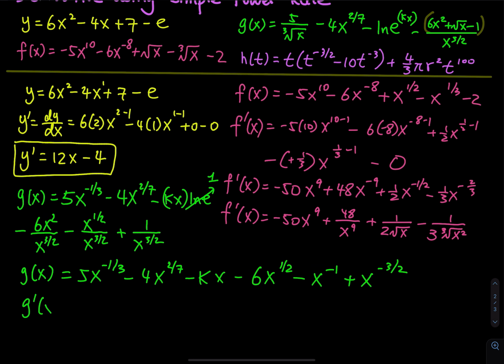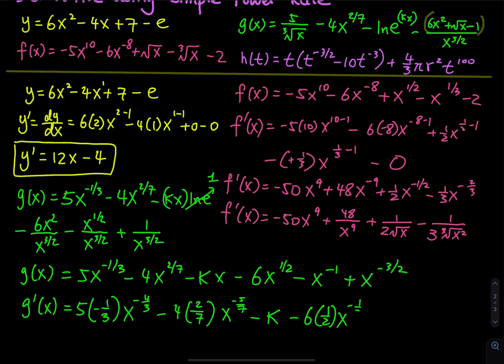So g prime of x is equal to 5 times negative 1/3, and then you have negative 1/3 minus 1, so that is negative 4 over 3, and then 4 times 2 over 7, and then 2 over 7 minus 1, that is negative 5 over 7. The derivative of kx is just k, and then 6, bring the 1/2 down, 1/2 minus 1, and then you bring the negative 1 down, negative 1 minus 1, and then you bring the 3 over 2 down, negative 3 over 2 minus 1 is negative 5 over 2.